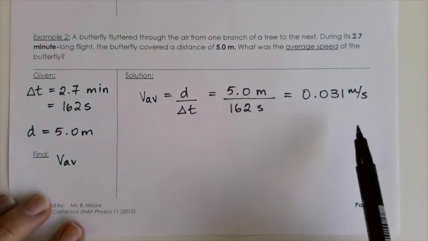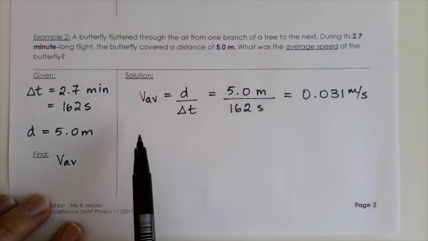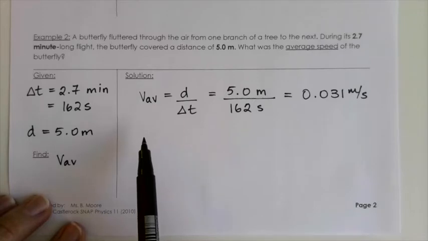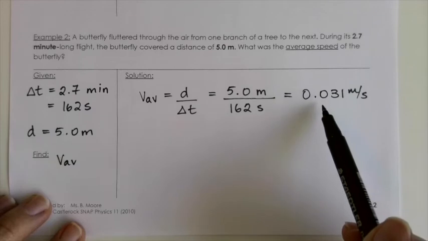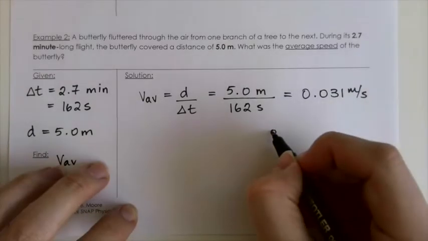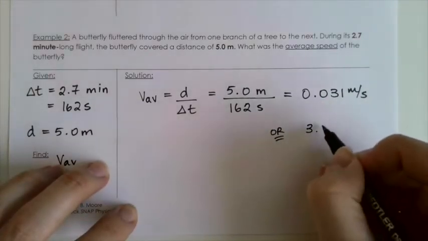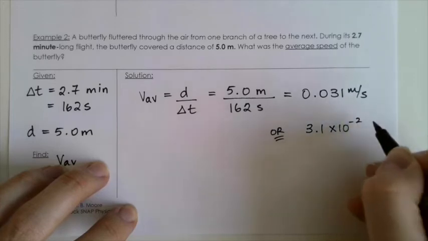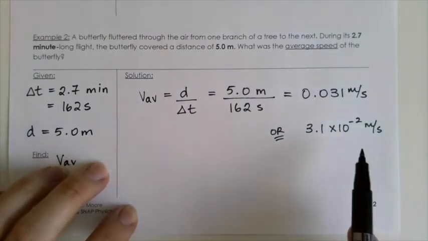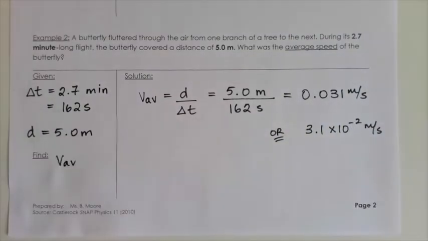We do not include a direction with our answer because speed is a scalar and not a vector quantity. Our answer should be expressed to two significant figures, and this is two significant figures, or you can express your answer as 3.1 times 10 to the negative 2 meters per second. These are both two significant figures. That's your choice.